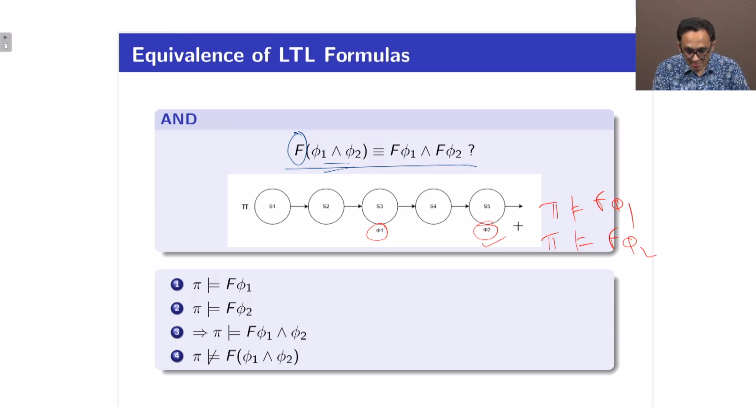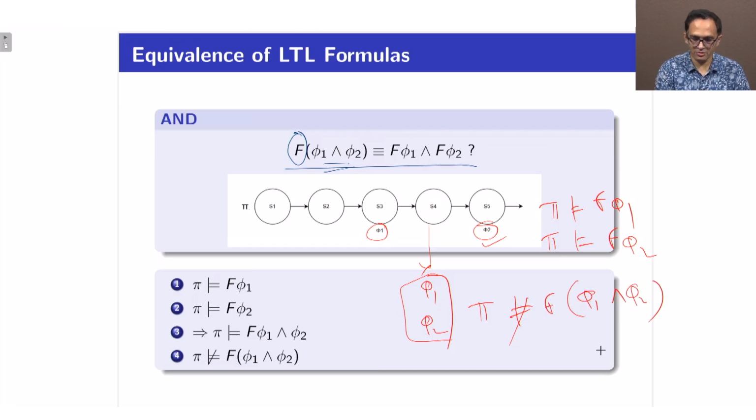But does this path satisfy future of phi 1 and phi 2? No, because to satisfy F of phi 1 and phi 2, there should be some state where both phi 1 and phi 2 hold, right? Which is not the case here. So I'll say this path pi does not satisfy F of phi 1 and phi 2, right? So this is not equivalent. So this is not equal.